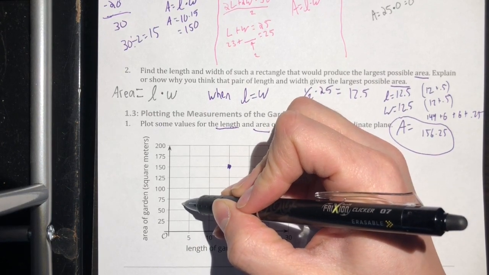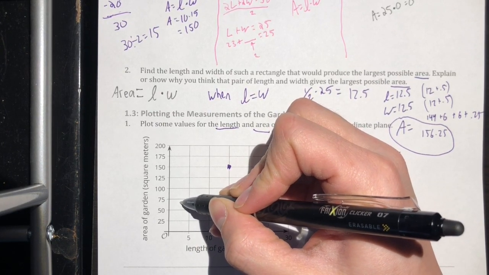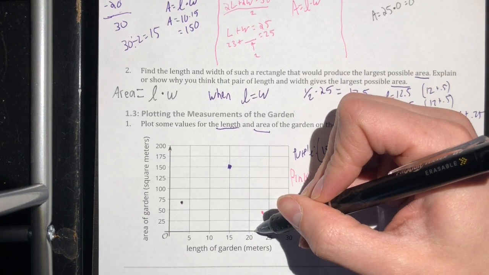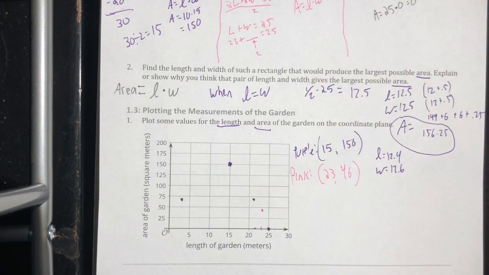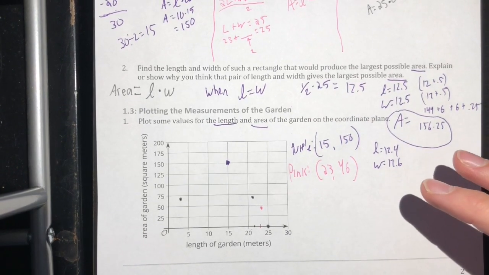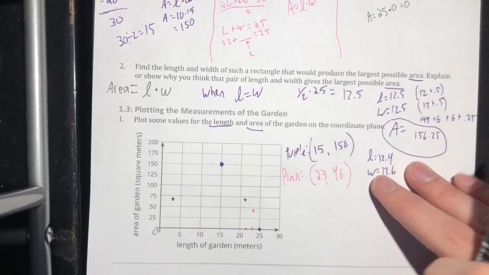3, 66 is like pretty dang close to in between. 22, 66. This graph is insane. Okay, cool. All right, so what do they mean?